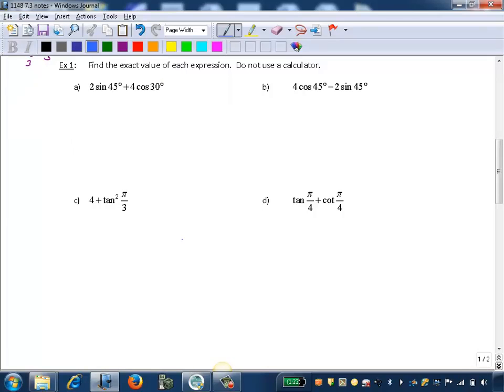Example 1. Find the exact value of each expression. Do not use a calculator. So part A, we want to find 2 sine 45 degrees plus 4 cosine 30 degrees.